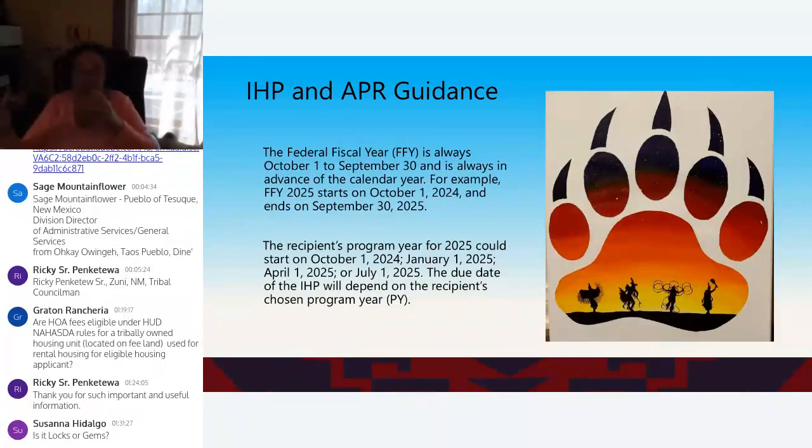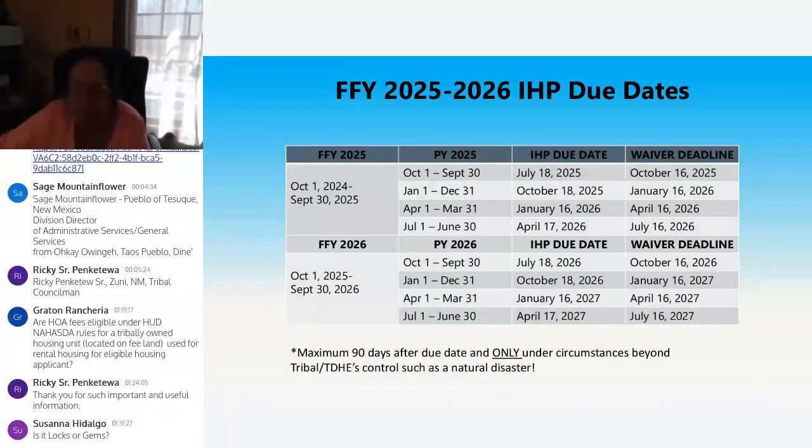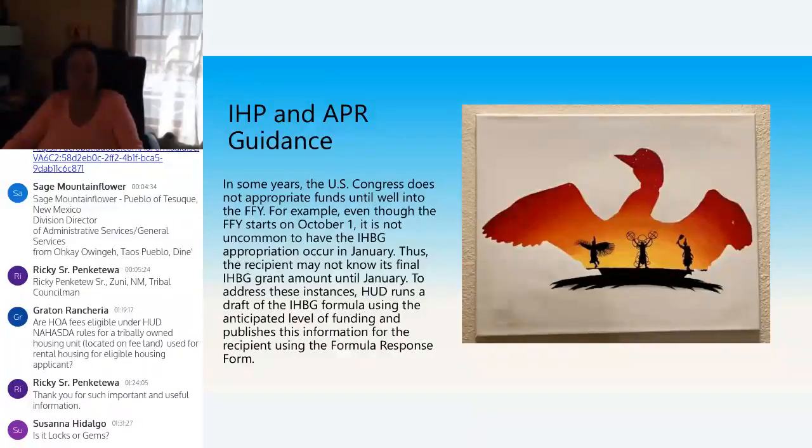So your federal fiscal year is always October 1st to September 30th, in advance of your calendar year. 2025 started on October 1st of 2024 and ends September 30th of 2025. And your program year could be any one of the quarters, basically: October 1st, January 1st, April 1st, or July 1st. Your due date of your IHP is going to be dependent upon your chosen program year. And you can change it if you want to. We did. And those are your IHP due dates and your waiver deadlines on here. So make sure that you get those in on time.